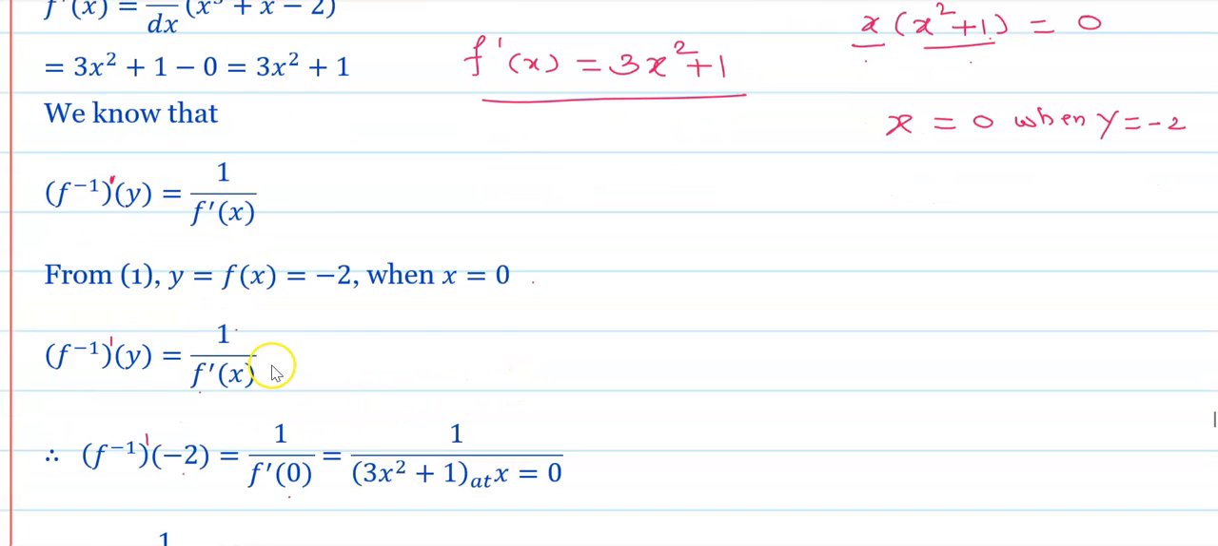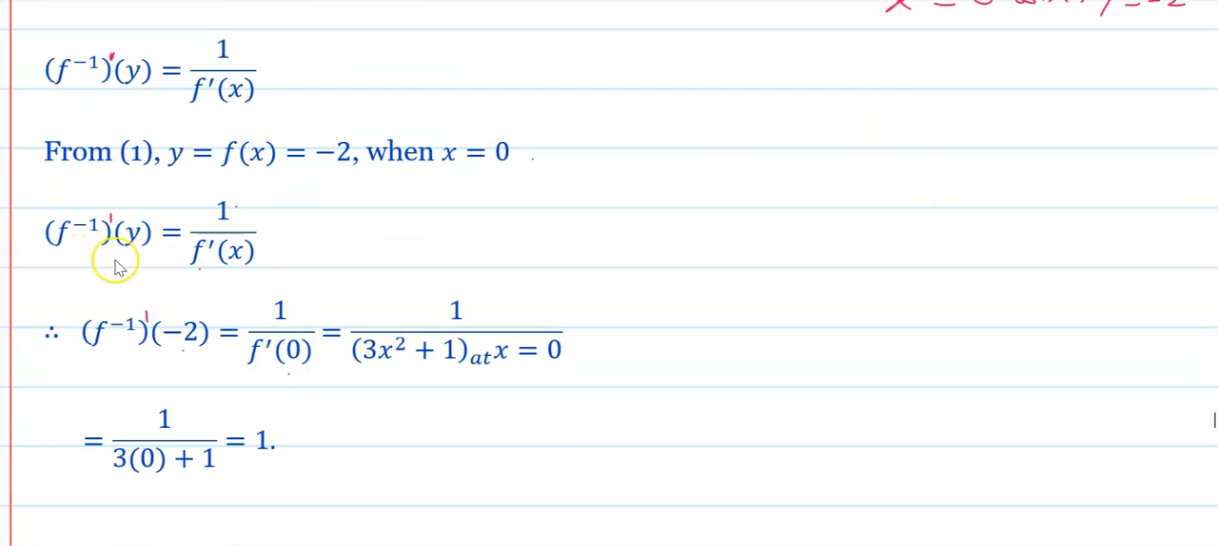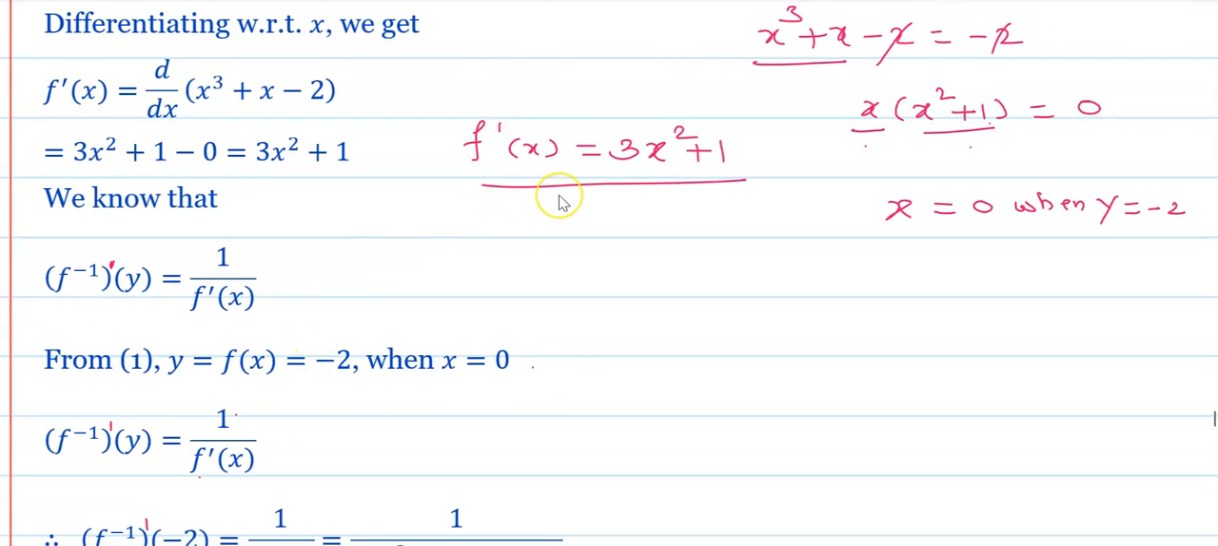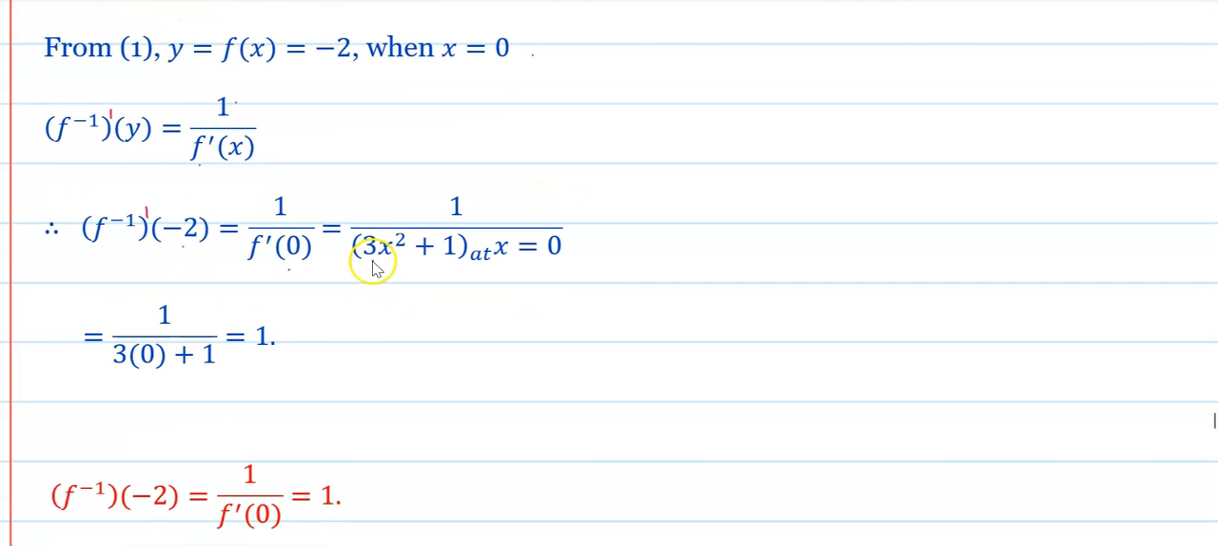Okay. And therefore, the derivative of the inverse of the function is equal to 1 upon f dash of x. Put y is equal to minus 2, x is equal to 0, 1 upon f dash of 0 is equal to... What's its derivative? Its derivative is 3x square plus 1, that is 3x square plus 1 at x is equal to 0. Put x is equal to 0. 3 into 0, 0 plus 1. That is 1. And overall, it is 1.